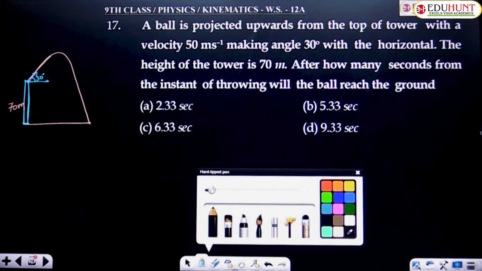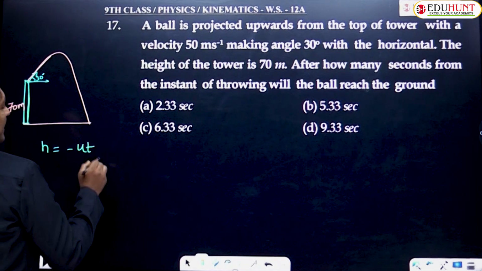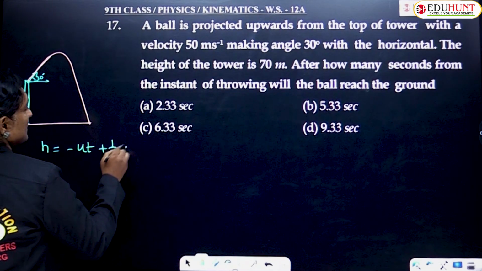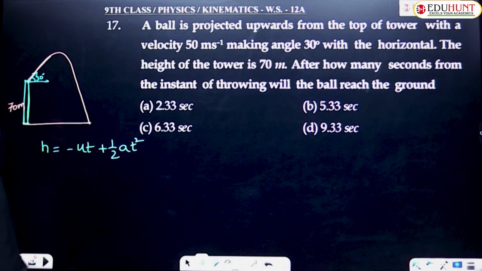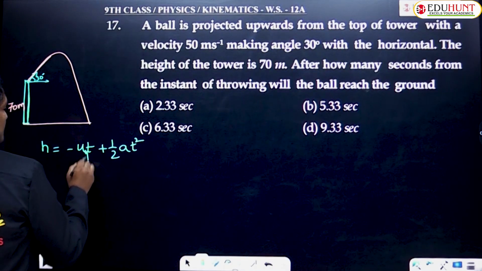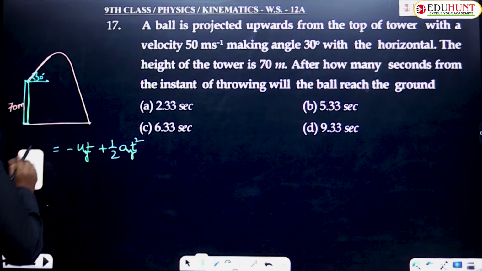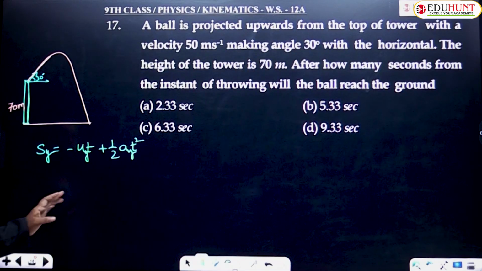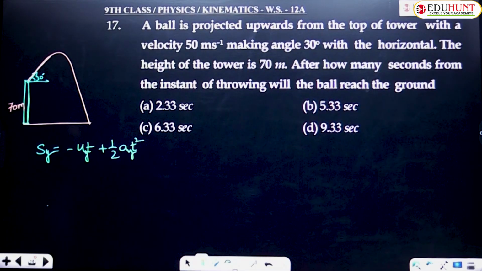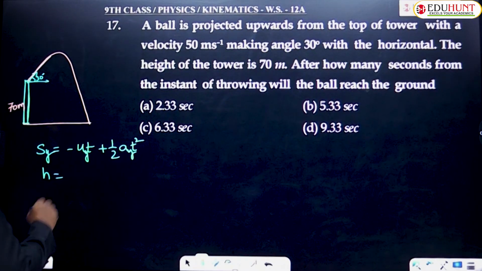If a body is being thrown from the top of a tower of height h, the formula is h equals minus ut plus half at square, along the vertical axis. This can be written with uy and ay, the vertical distance. So sy is equals to minus uyt plus half ay into t square. This sy is the height of the body.